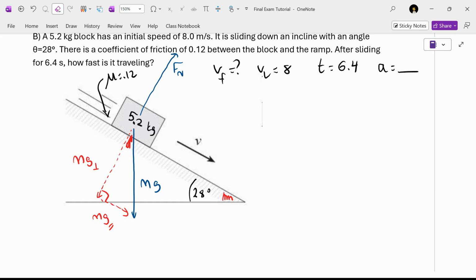Peyton, does this question want me to include friction? How do I know? Which way is the block sliding? So which way is friction going to point? Yes.